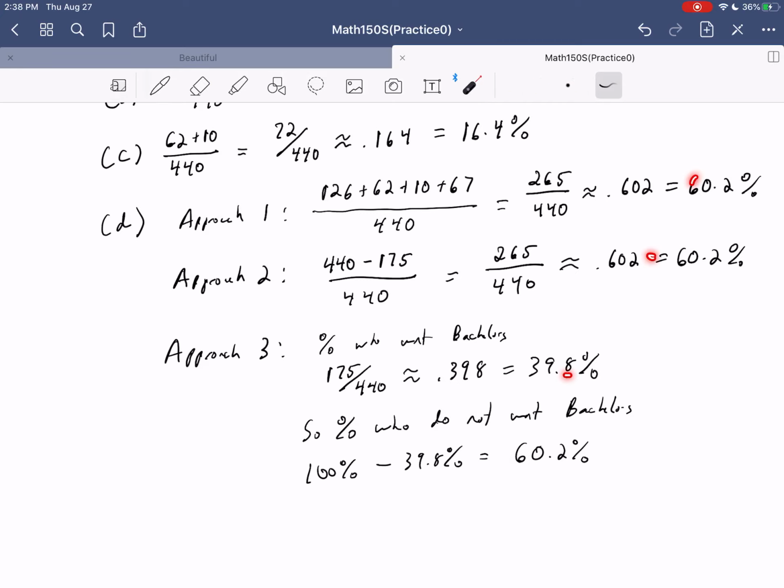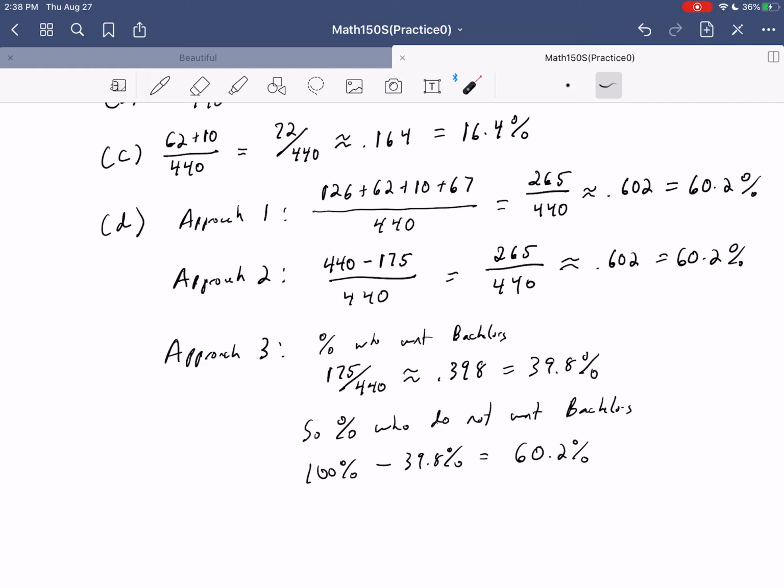Now, do you need to do it all three ways? Absolutely not. The point is that there's several different ways to arrive at the same conclusion, just deciding how you decide to manipulate it. I would sort of view this as the brute force approach, and these two as two slightly more clever ways, just depending on whether or not you'd like to think about the total as the total amount of people, 440, or as the total percentage, 100%.